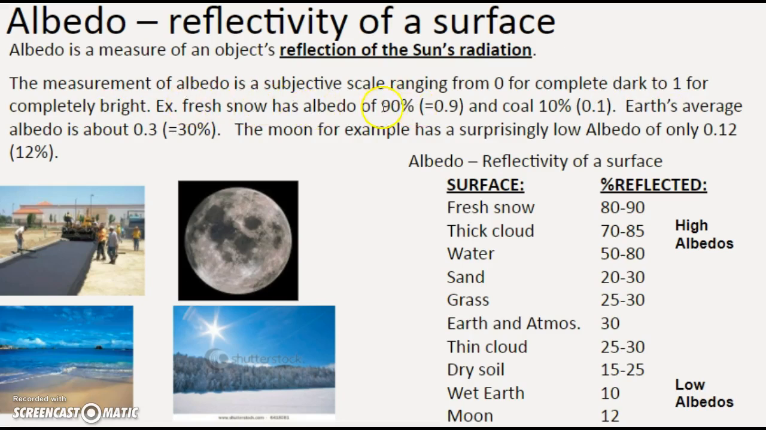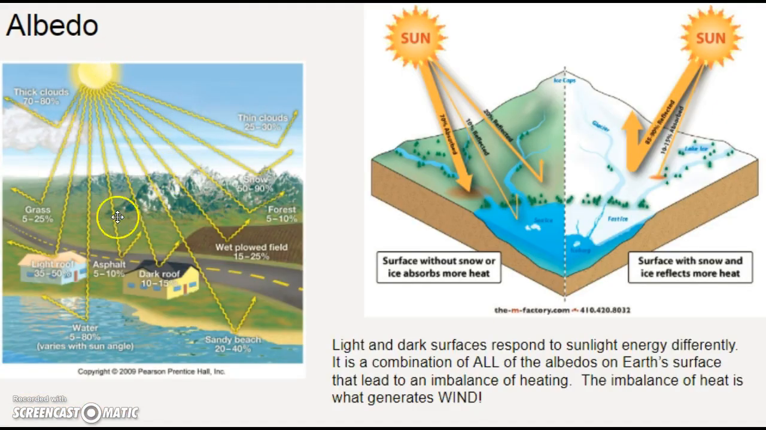For example, fresh snow has an albedo of 90%, where 90% reflects back into the atmosphere. But coal has a reflectivity of 0.1, or an albedo score, which just means 10% is reflected back. So taking this into account, all these different materials have different albedos. Some areas are absorbing and some areas are reflecting light. So light and dark surfaces respond to sunlight energy differently. It's a combination of all the albedos on Earth's surface that lead to an imbalance of heating. The imbalance of heat is what generates wind.